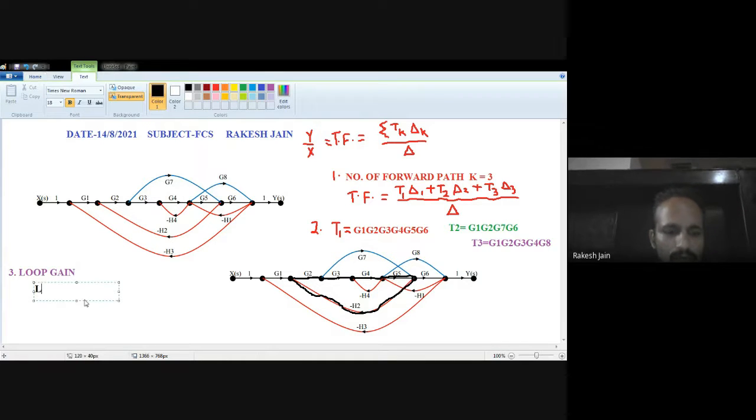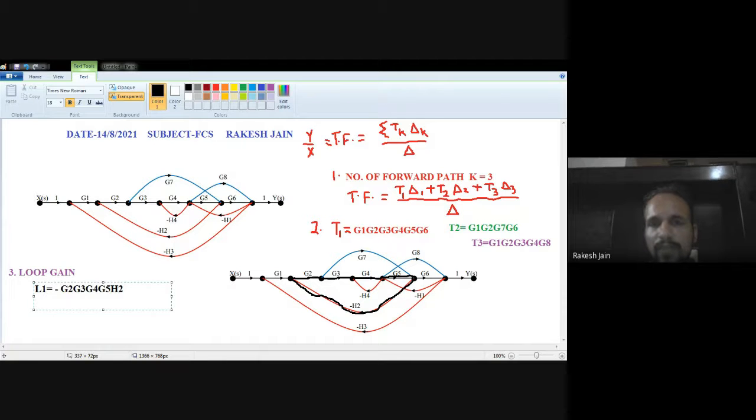So the first loop is minus G2, G3, G4, G5 and H2. The negative sign is there because H2 is negative. So this one is the first loop.